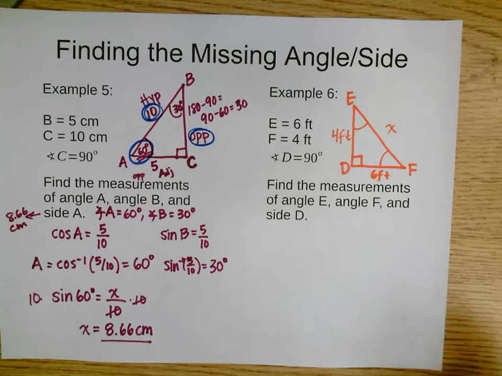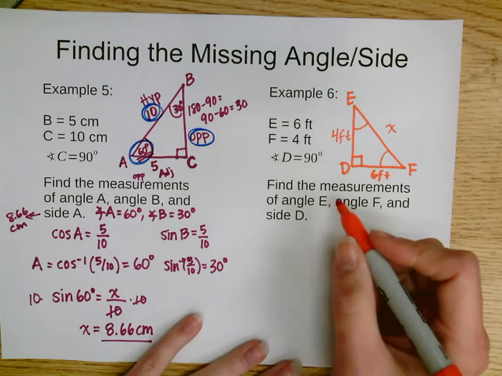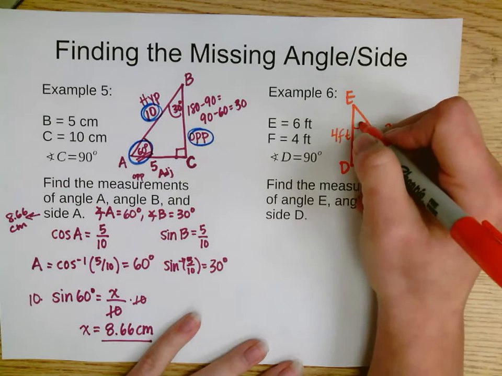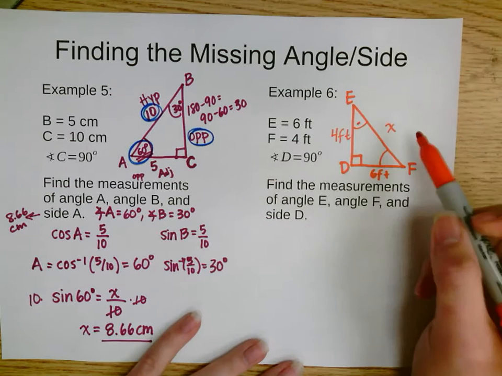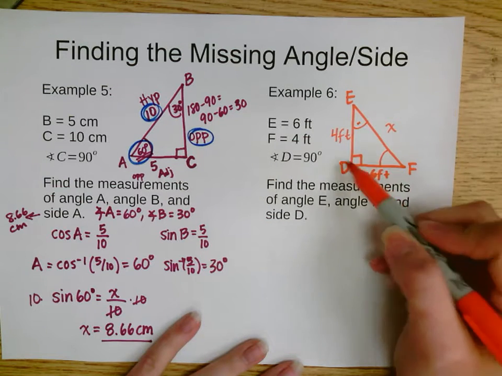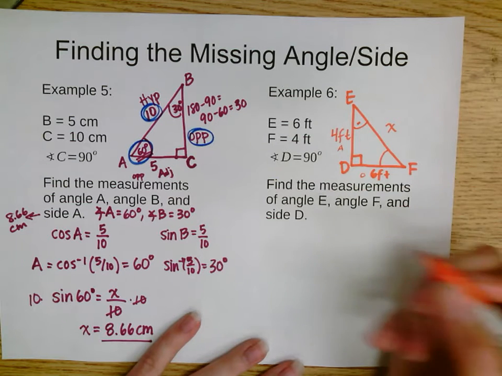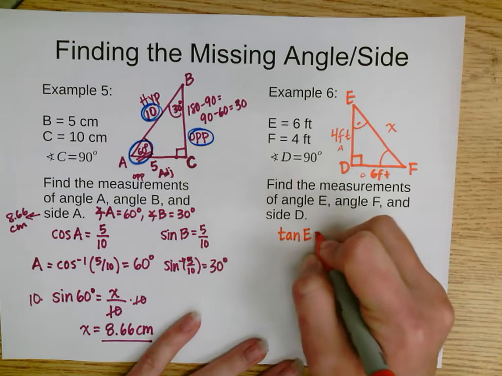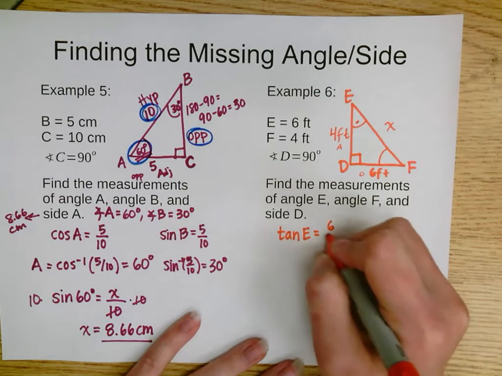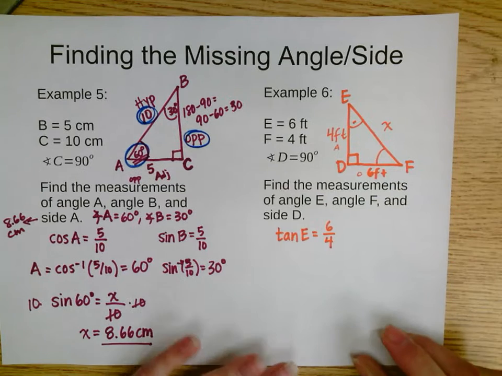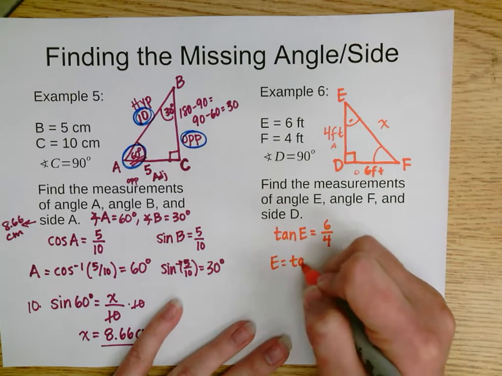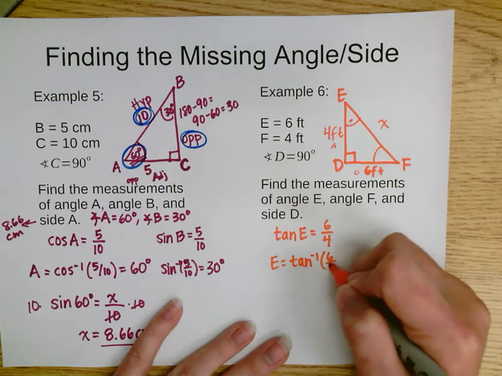Alright, so you can't really find the side unless, again, you do the Pythagorean theorem. So in order to use trig to find the side, you need another angle. So let's say we want to find angle E. We want to find this angle right here. So that means I need opposite and adjacent. Opposite and adjacent is tangent. So tangent, let's call it angle E, equals opposite is 6, adjacent is 4. So let's do tangent inverse. E equals tangent inverse of 6 over 4.